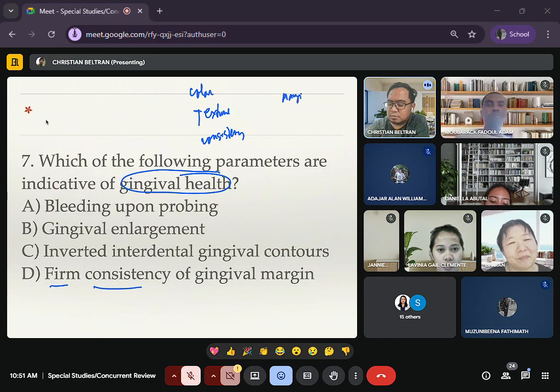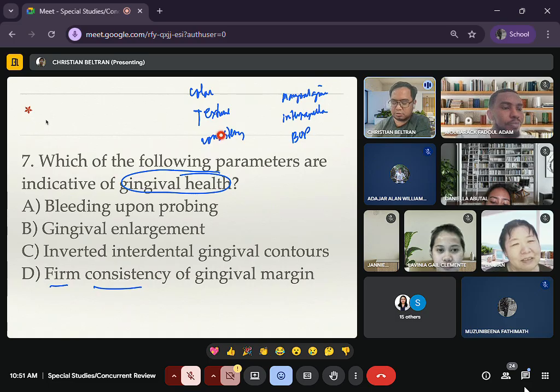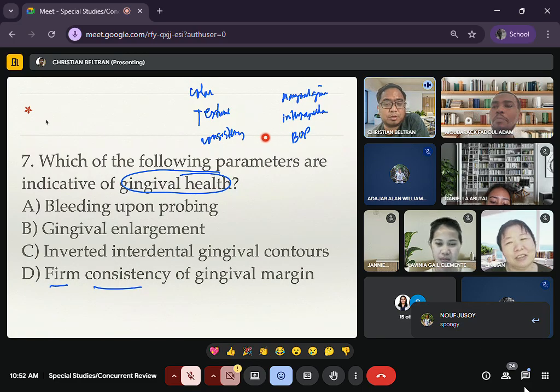Marginal gingiva, interdental papilla. We have bleeding on probing. So in terms of consistency, a healthy gingiva is firm, while an inflamed gingiva is spongy.